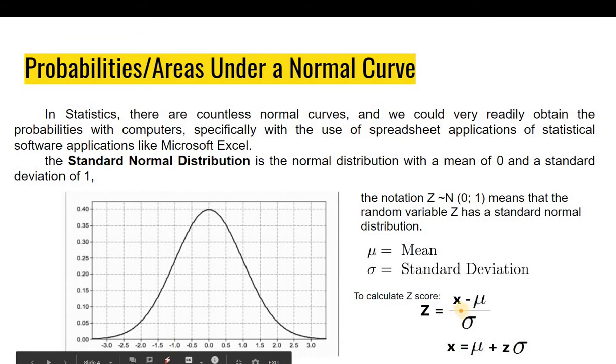To calculate the z-score, ayan yun, nasa baba, right? All you have to do is, if x is given, or sometimes you would have to look for it, then x minus the mean over standard deviation. Okay? So tatandaan na, z is equal to x minus mean over standard deviation. Ngayon, kung x naman ang hinahanap natin, x is equal to mean plus z-score multiplied by the standard deviation.